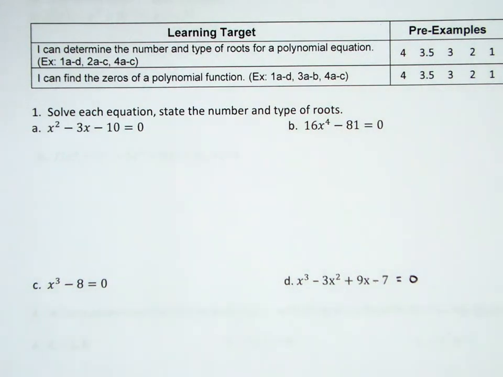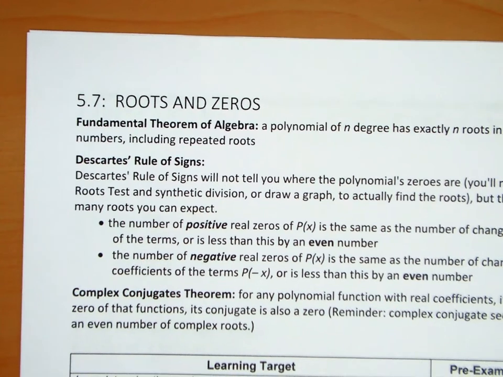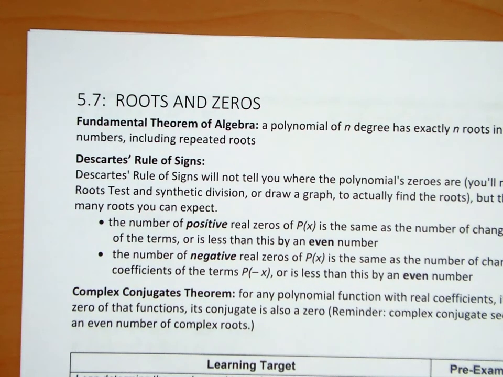Okay, this video is over 5.7 roots and zeros. We have the fundamental theorem of algebra: a polynomial of n degree has exactly n roots. As we've been talking since 5.1, the degree of a function is equal to the number of solutions, and this includes repeated roots. Descartes' rule is a rule that we'll talk about.